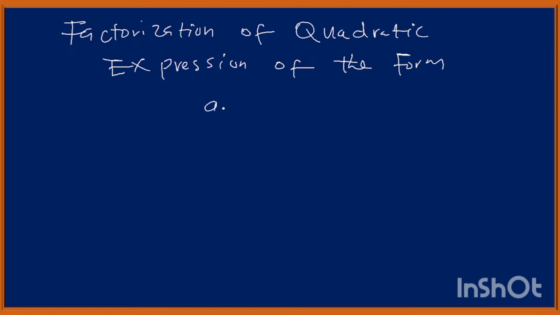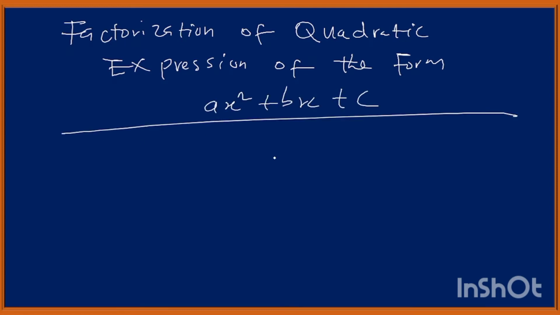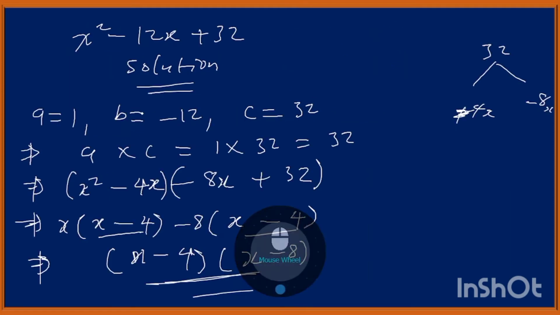So we're looking at ax squared plus bx plus c. This is the kind of expression I want to look at. We're actually going to use the same process we have been doing before, but this time around we have a particular number here that is not 1.